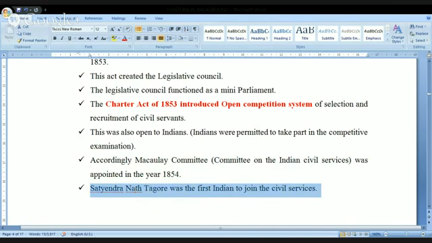Satyendranath Tagore was the first Indian to join the civil services. Important statement. This is an important point. Let's try to remember this. Every point is important. This open competition system was introduced by the Charter Act of 1853. Later, the Macaulay Committee was appointed in 1854. This committee was called the Committee on Indian Civil Services. And Satyendranath Tagore was the first Indian to join the civil services.